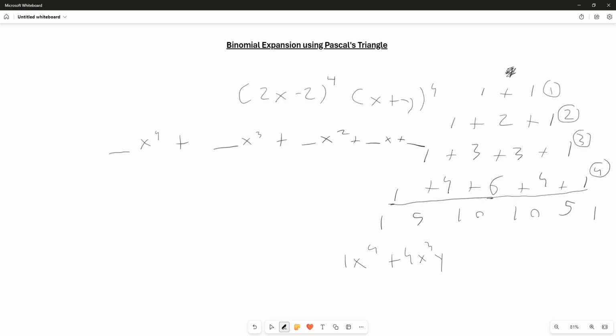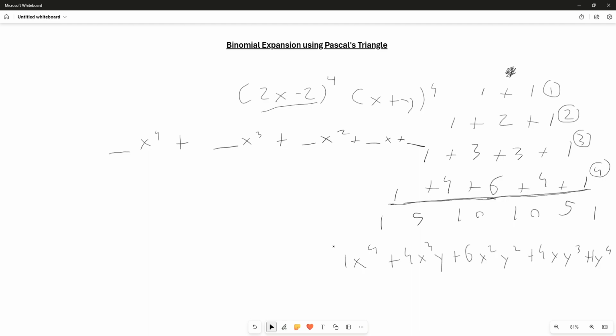Then we know the next one is 6. So it's going to be 6x squared y squared, because you're going down in x and up in y, plus 4xy cubed plus y to the 4th. Can't forget this y to the 4th, 1y to the 4th. And all of these come from the triangle. So how can we apply this to expanding this binomial that isn't just in terms of x and y? So all we really have to do is substitute 2x for x and negative 2 for y in this, and that will tell us how to expand it.